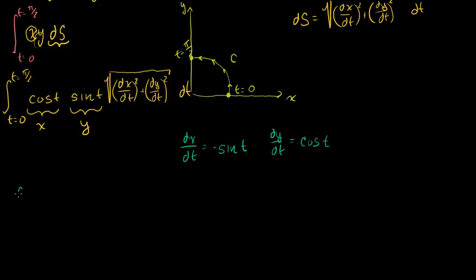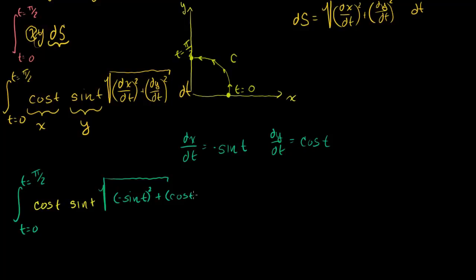So this becomes the integral from t equals 0 to t equals pi over 2 of cosine of t times sine of t, that's just the xy, times ds, which is this expression right here. And now we can write this as the square root of, the derivative of x with respect to t is minus sine of t, and we're going to square it, plus the derivative of y with respect to t, that's cosine of t, and we're going to square it. Let me make my radical a little bit bigger. And then all of that times dt.